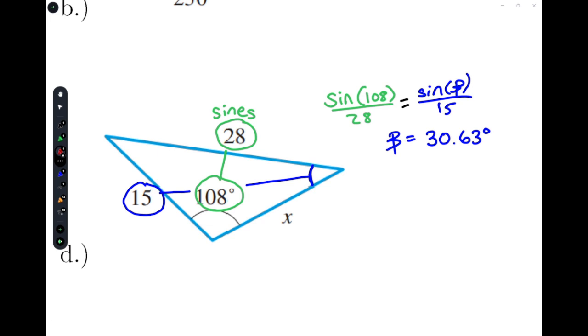We did an arc sine somewhere in there. We used the law of sines. But wait, there's more is always going to be true. We actually have a beta star, or a beta prime. What is the beta prime? It's 180 minus 30.63.